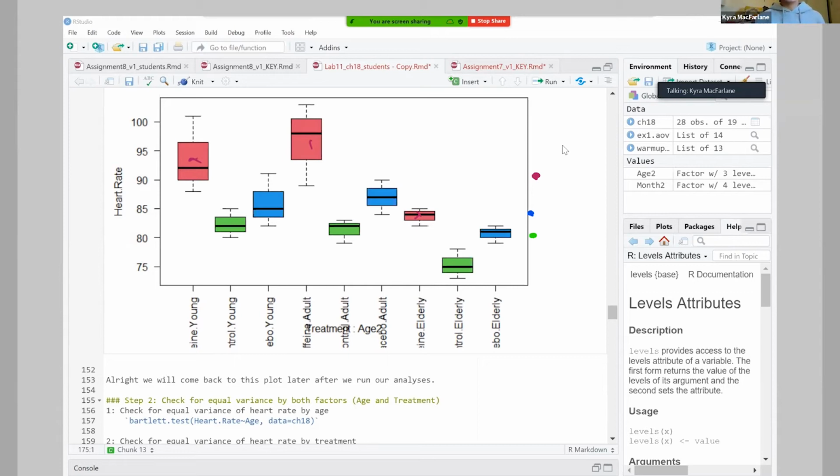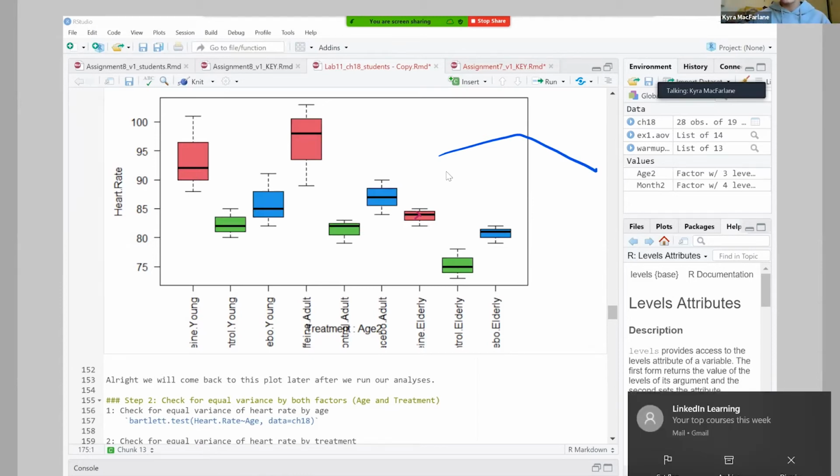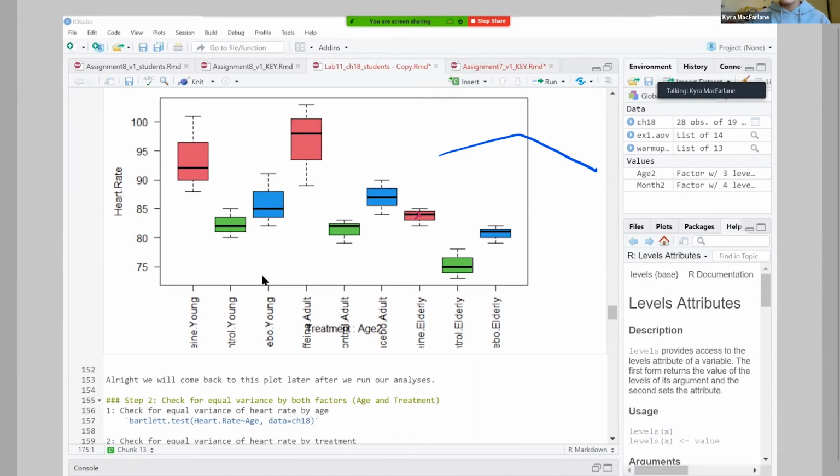We can then say that these effects between age and caffeine are additive because we see these patterns regardless of caffeine and age group. That's what I was trying to get at with this general pattern, where young and adult are always higher than elderly, but caffeine is always also higher than placebo and control. So the same patterns hold regardless of the second factor.